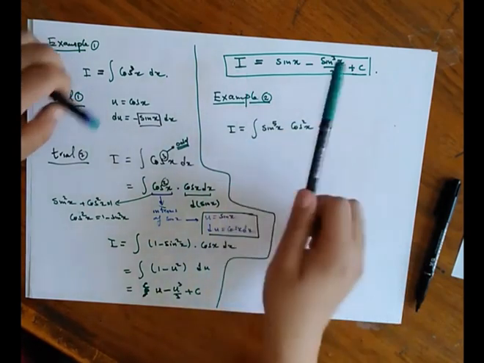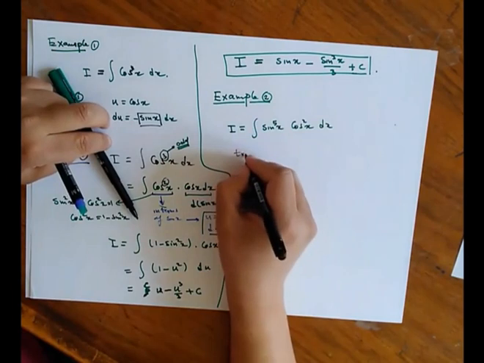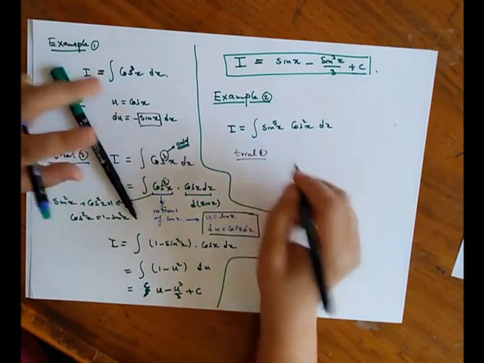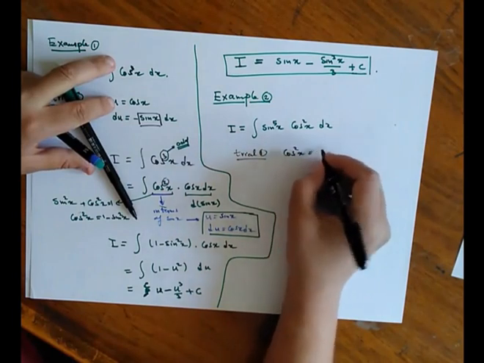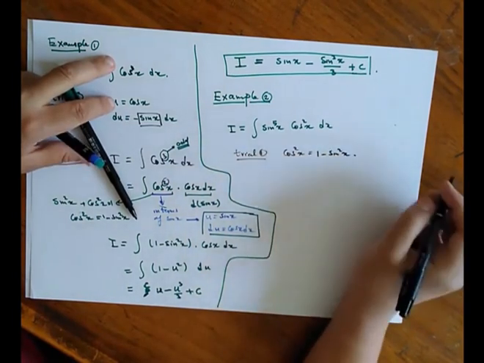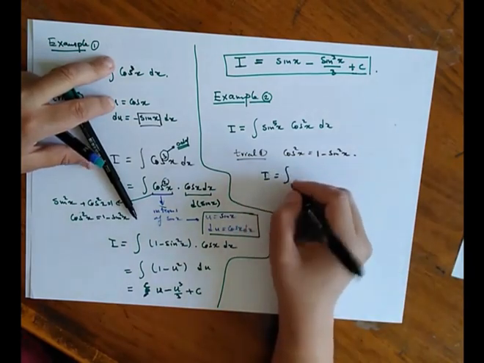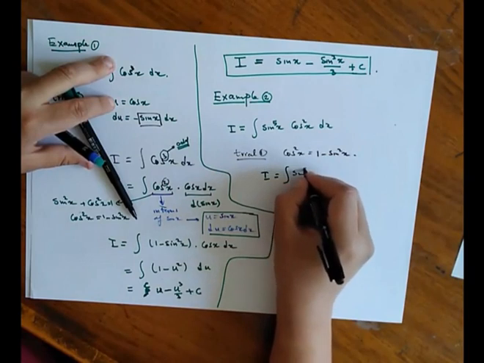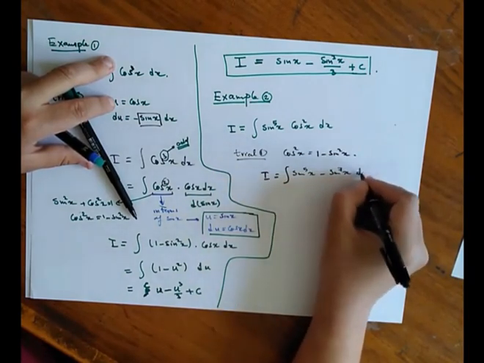Okay, so let's think how we can do that. Maybe you could think that you will replace cosine square x with 1 minus sine square x. Okay, let's see our integral. So our integral is going to be sine to the power 5 minus sine to the power 7, yes.